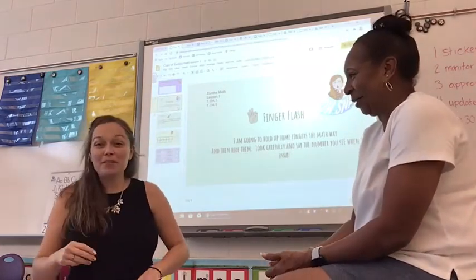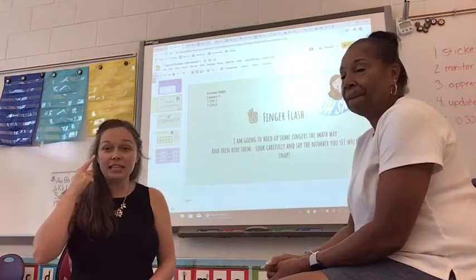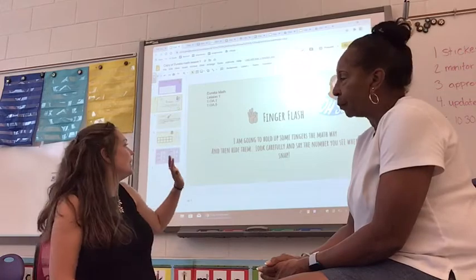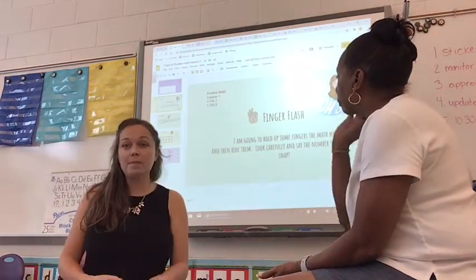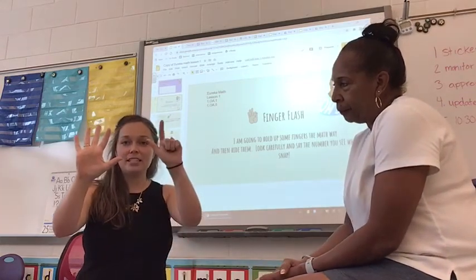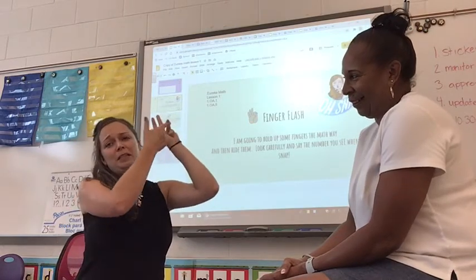Because with a finger flash, we want to try and get quick, all right? And we also want to listen for Mrs. Peterson's fingers snap. Because what it says is, I am going to hold up some fingers the math way. So when I talk about the math way, I'm actually going to hold them up this way. And it's kind of a funny way for Mrs. Peterson because I can't get this finger up.